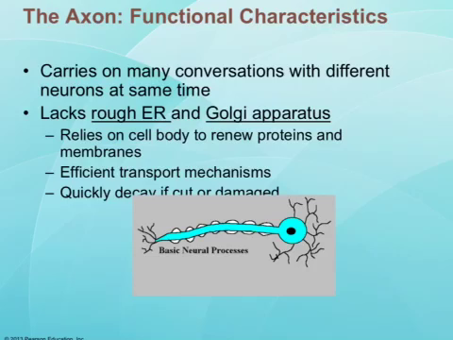And release them there. So even if it's cut, the factory which makes all the protein, the cell body, is still intact, so the neuron is still alive. But the axon will quickly decay if it gets damaged.